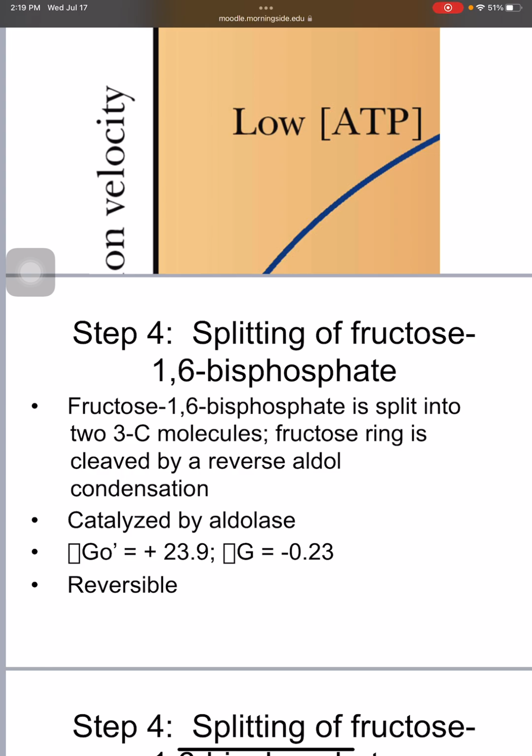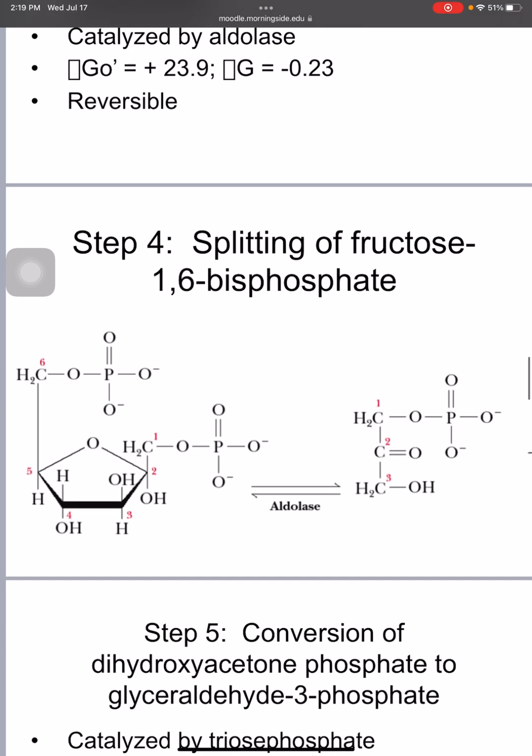It's catalyzed by an enzyme called aldolase, and again, you can probably figure out from the name, aldolases catalyze either aldol or reverse aldol condensations. All right. I'm not worried about you guys knowing the mechanism of an aldol condensation. That's not important. What you do need to know is that the fructose 1,6-bisphosphate will split into 2 3-carbon fragments. All right.